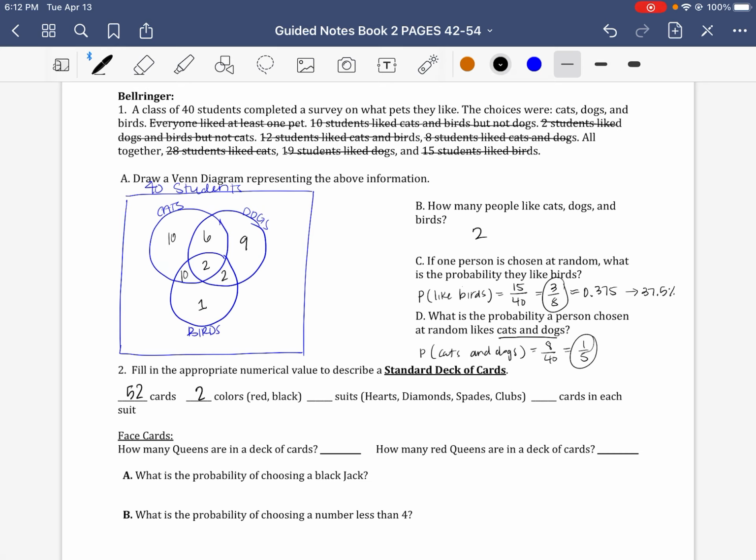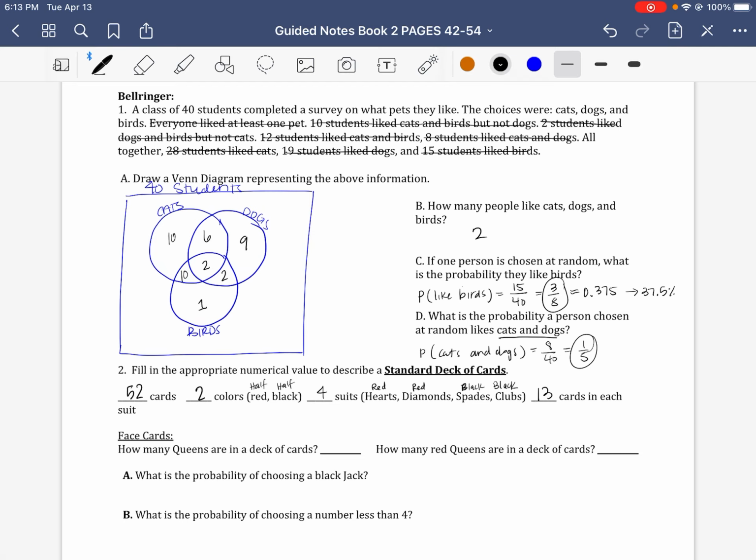There's 2 colors. There's red cards and there's black cards. Half of them are red. Okay, so that's important we understand. Half of them are black. There are 4 suits. Hearts are red. Diamonds are red. Spades are black. And clubs are also black. So there's your half red, half black. So if we take 52 and we divide it by those 4 suits, that leaves 13 cards in each suit.